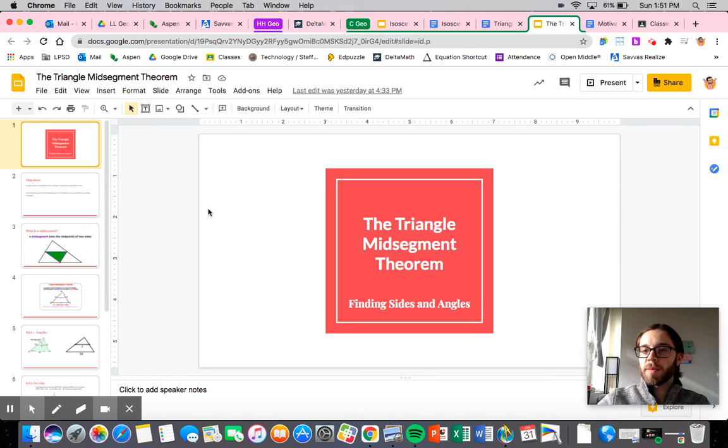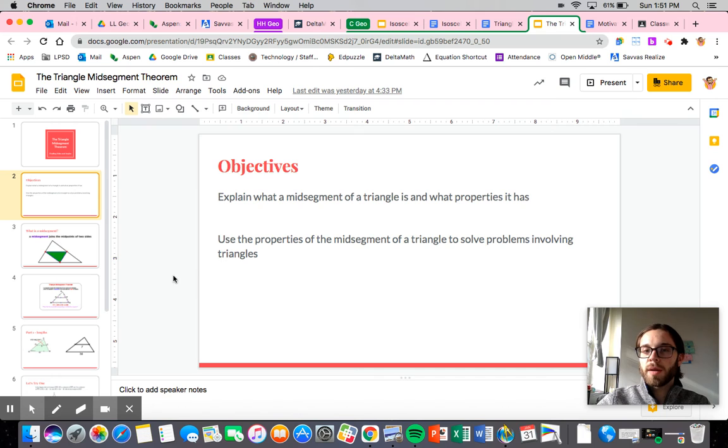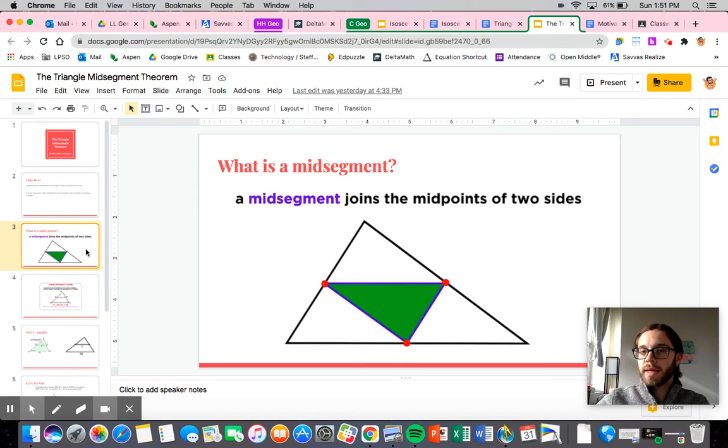Everyone, just wanted to take a moment to talk a little bit about the triangle midsegment theorem, and we're going to be using the midsegments to find sides and angles. So what are our goals for today? Well, our goals are to explain what a midsegment is and what properties it has, and then we're going to talk about how we can use those properties to solve for missing sides and angles and things like that. So what exactly is a midsegment?